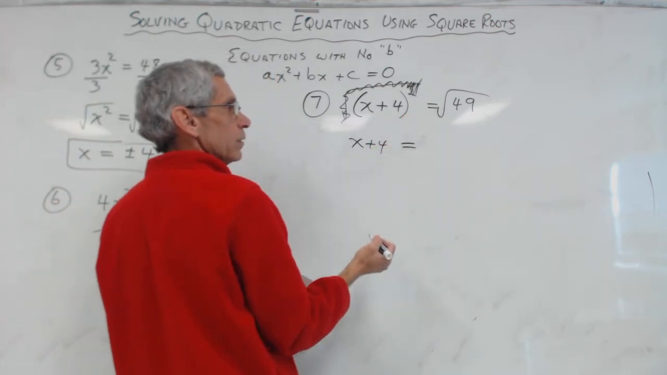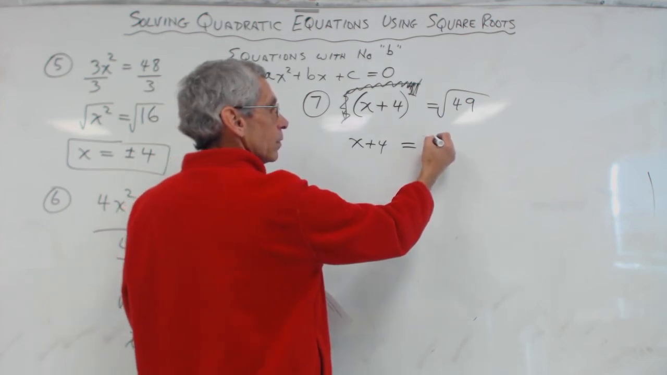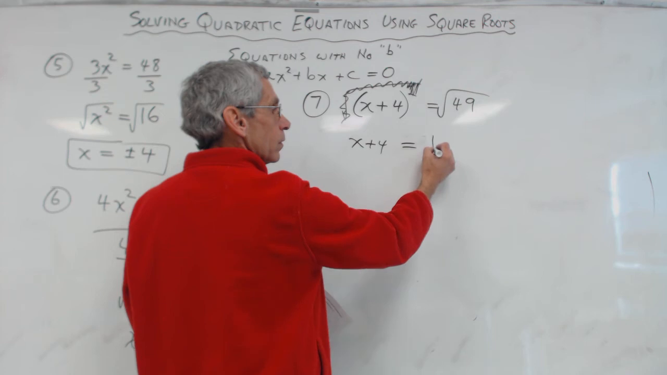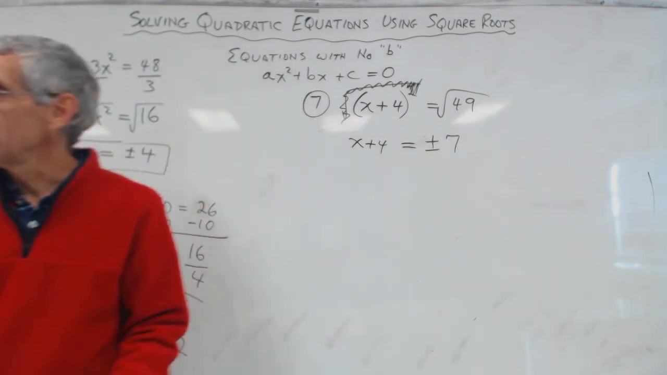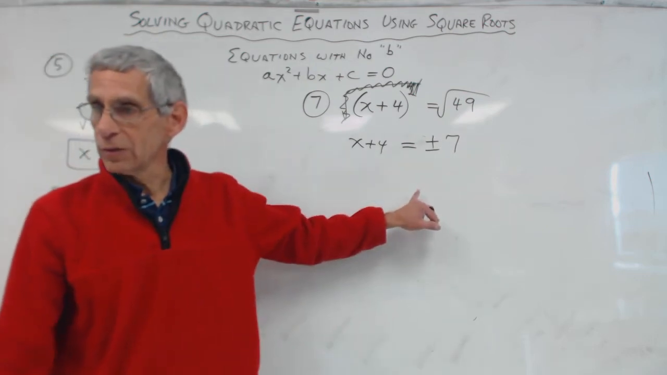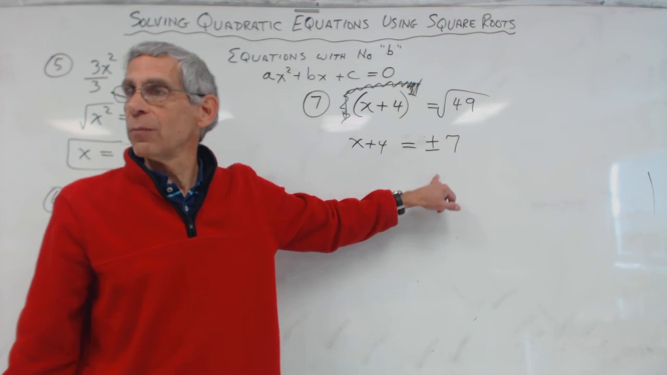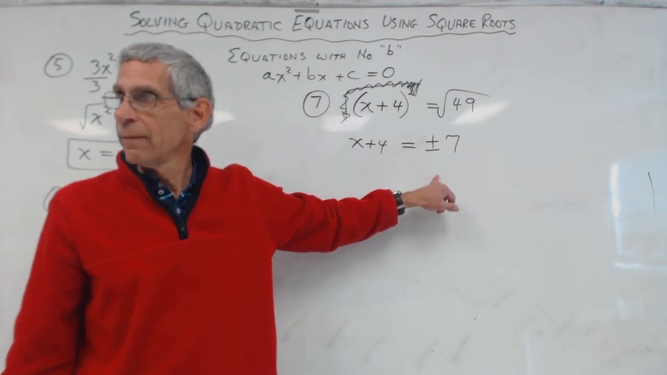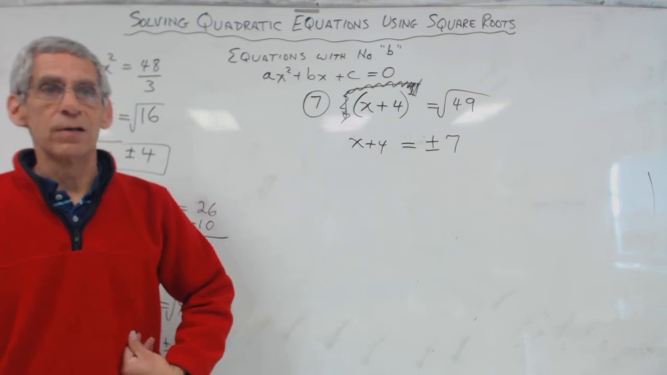Equals 49. Square root of 49 is plus or minus 7. All right? That's what I was waiting for. I was just waiting for the plus or minus, right? You got to make sure you always give the plus or minus for this side. Okay? Now, how do I solve for x? This is the tricky part.